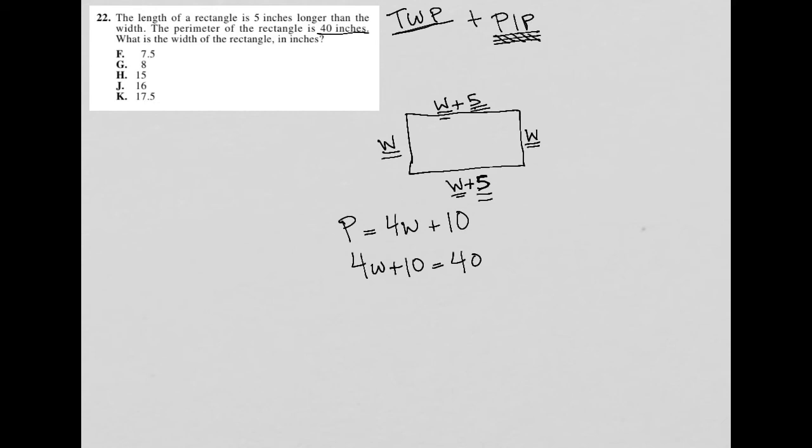So I'm going to stop there. I'm going to simplify this. So subtract 10, that's gone. 4W equals 30. And divide by 4. And what I get here is W is equal to, what is this equal to? 7.5. So you can definitely use your calculator here to solve this. But W equals 7.5. And then the question asks, what is the width of the rectangle in inches?